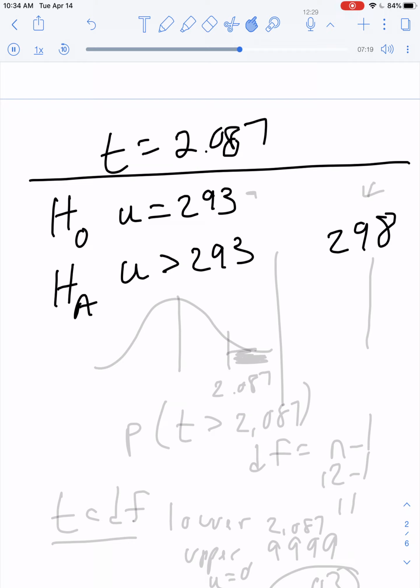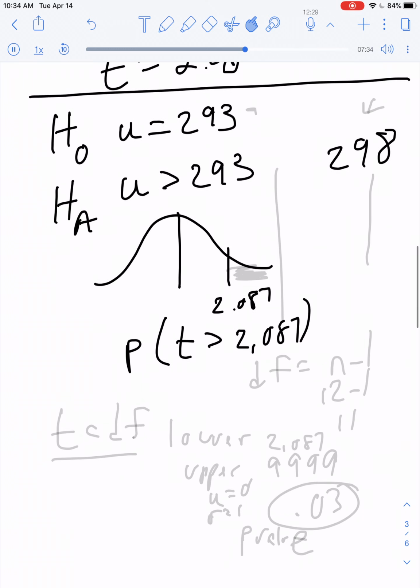So, t-value of 2.087, so remember, going back to this graph, we have this number here, and this is 2.087 out there. What's the probability of t being greater than 2.087? Shaded area here. And in this case, it's a sample of the mean, not a proportion. So our degrees of freedom, if you guys remember, is n minus 1. So 12 is my sample, minus 1, we use 11 degrees of freedom.